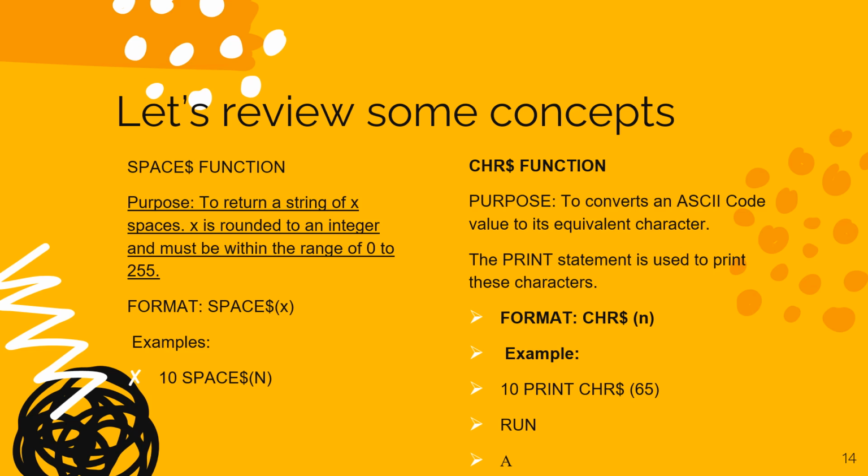Next one is the CHR$ function. The purpose of the CHR$ function is to convert an ASCII code value to its equivalent character. The PRINT statement is used to print these characters. First look at the format or syntax, that is CHR$(n). So instead of n, we will write the value. For example, look at line number 10, PRINT CHR$(65). After the run command, A is printed. A is the character for ASCII code 65.